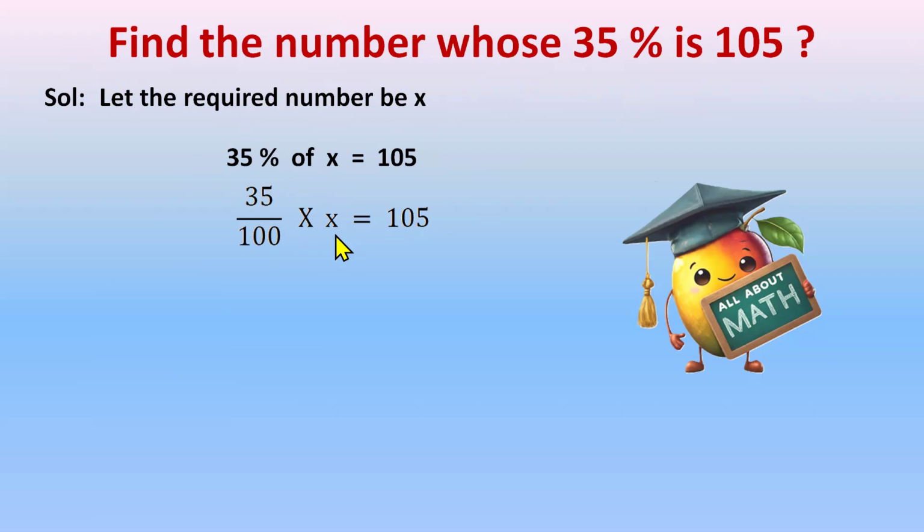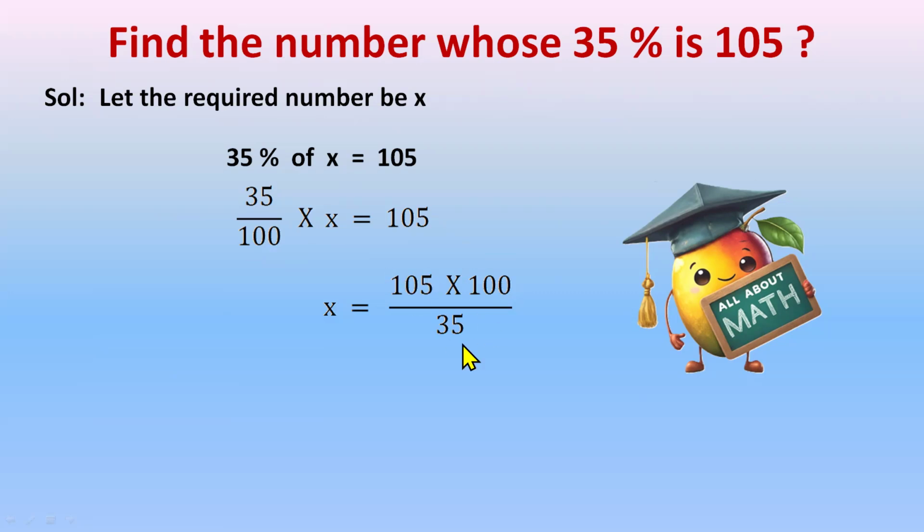For that, we have to keep x alone and shift the other numbers to the other side of the equal to. Now, while shifting the numbers, the denominator becomes the numerator and the numerator becomes the denominator on the other side. So x is equal to 105. This 100 will go to the numerator, multiply 100, and 35 will go to the denominator. So x equals 105 multiply 100 by 35.